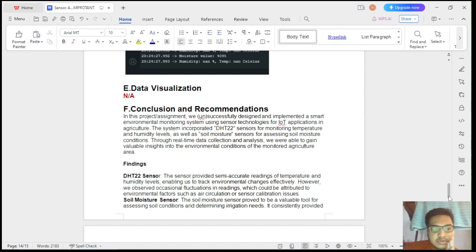So let's see the conclusion and recommendation. In this project, we successfully designed and implemented a smart environment system using sensor technology for IoT application, using the DHT22 sensor for monitoring temperature and humidity levels, as well as soil moisture for the soil condition. Through real-time data collection, we gained real insight into the environmental condition of the monitored agriculture area, basically from a flower pot to a garden plot.